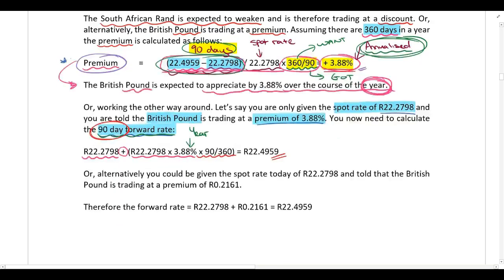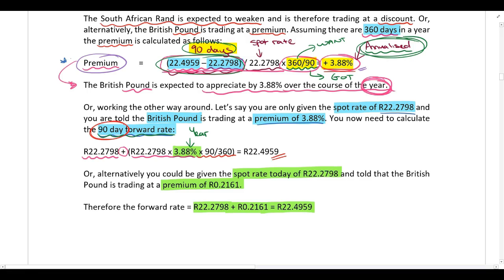Then alternatively, a different way that they could do this, but a much easier way, is if they tell you this is your spot rate today and the pound is trading at a premium of 0.2161. Then you're not working with a percentage. Now it's much easier. You are just going to take the spot rate today, you add the premium, and you can get your forward rate. All right. So the only thing you need to be careful of over here, guys, and that you need to be aware of, look at it logically.